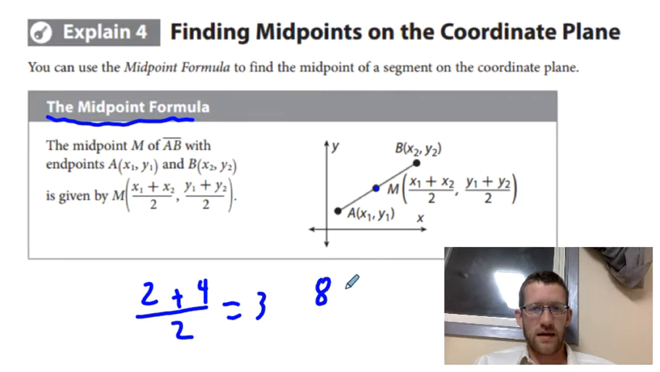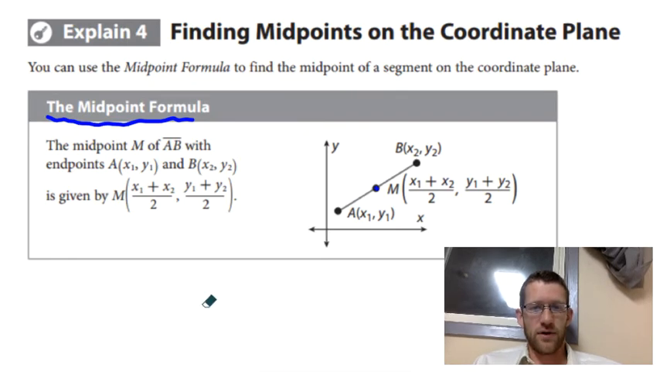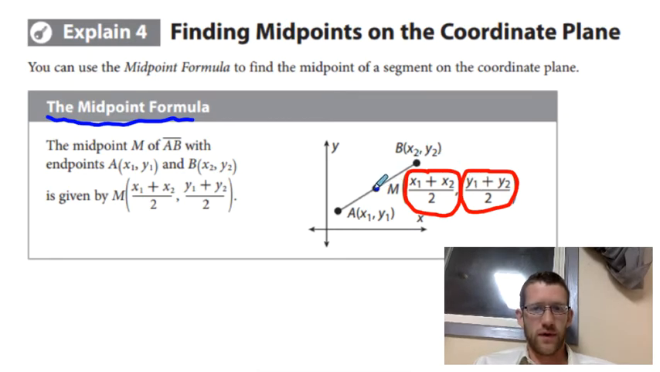Same deal with, say, 8 and 10. What's in between 8 and 10? Well, the average of 8 and 10 is 9. So you're going to do the same thing here with point M. You're just going to make point M the average of points A and B. So that's what this part of the formula is. X1 plus X2 divided by 2, that's the average of the two X's. And that becomes your new X coordinate for point M. Y1 plus Y2 over 2, that's the average of the Y's. And that becomes your Y coordinate for point M.